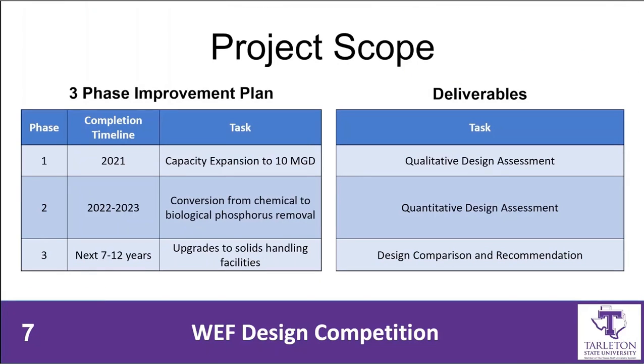The scope of this design project includes curating a preliminary engineering report and presentation that provides a qualitative and quantitative design assessment for multiple alternatives, as well as a comparison of these alternatives to arrive at a recommendation. Each alternative ultimately must be designed to be implemented in 3 distinct phases. Phase 1 being a comprehensive capacity expansion to 10 mgd, to be completed by 2021. Phase 2, a conversion from chemical to biological phosphorus removal, to be completed between 2022 and 2023. And Phase 3, including general upgrades to the solids handling process, to be completed within the next 7 to 12 years.